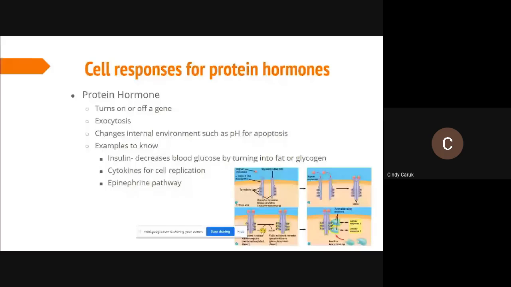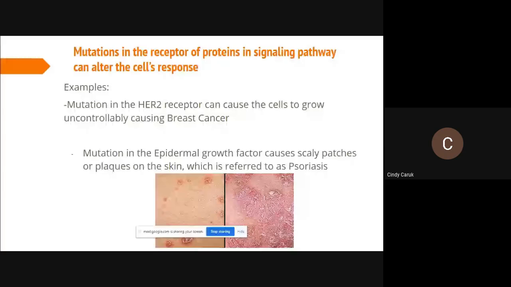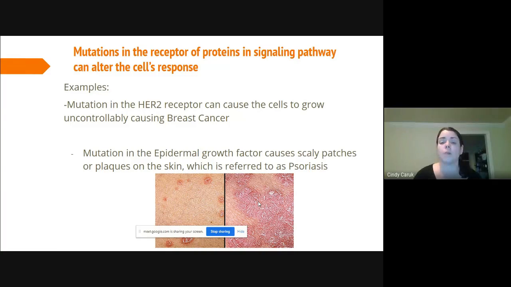Mutations in the receptor proteins are going to alter the cell's response. An example is the mutation in the HER2 receptor. You may have seen that in a commercial. That can cause the cells to grow uncontrollably, and that's a cause of some forms of breast cancer. Another one you may have seen in commercials for different medicines is psoriasis. This is a picture of psoriasis here, and it's a mutation in the epidermal growth factor. It causes these scaly plaques and patches to occur on the skin, and it's supposed to be quite uncomfortable to have this.